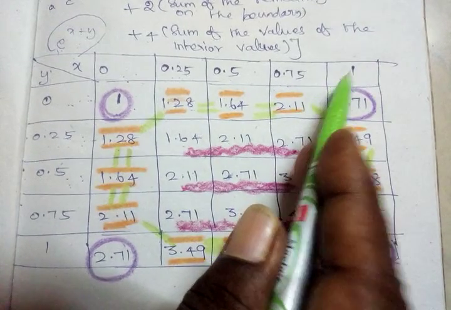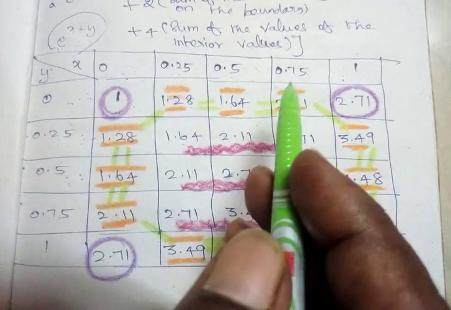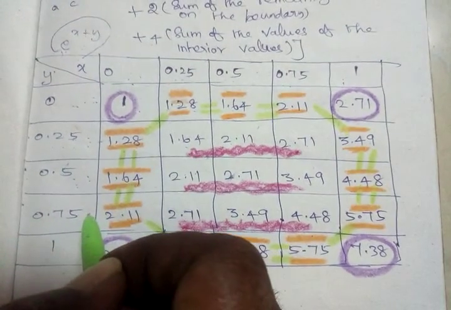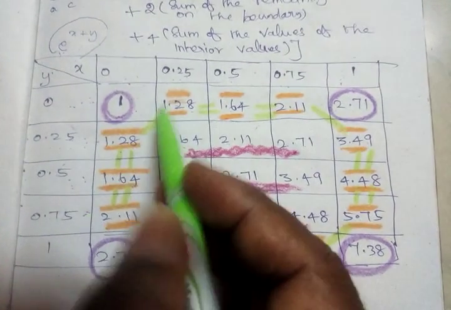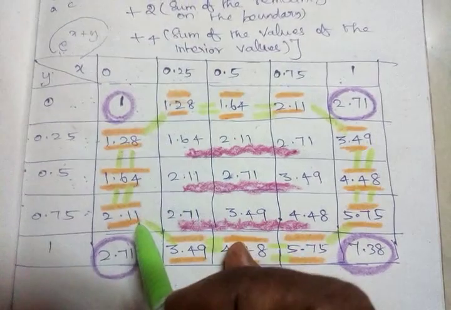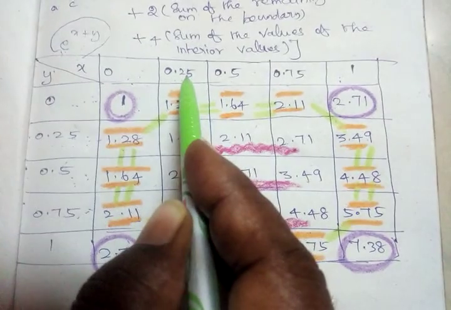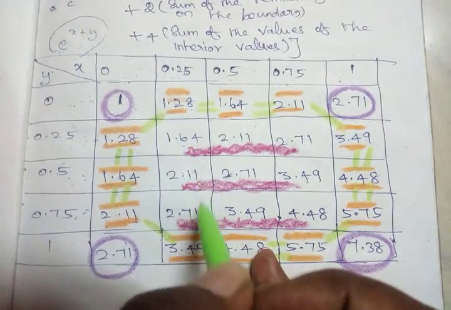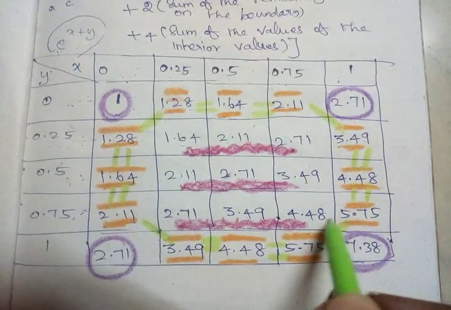So don't forget, add these two values x and y. Add these two values, put in the power of e. So next one, fourth row, 0.75 and then 0, 0.75, e power 0.75. This is the answer. And next one 0.75, 0.25, so e power 1. So this is the answer. So it goes up to here 5.75.